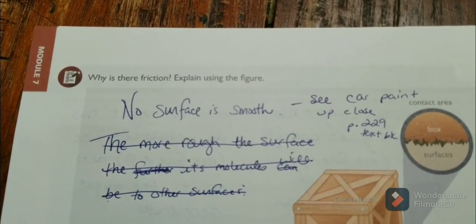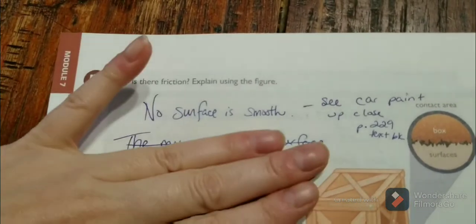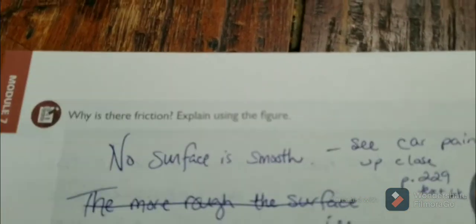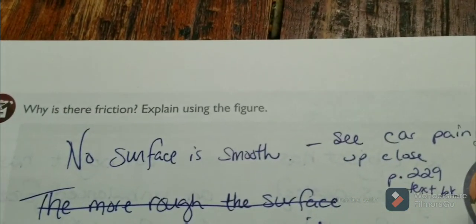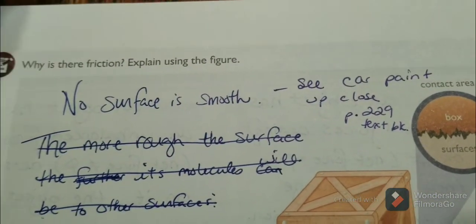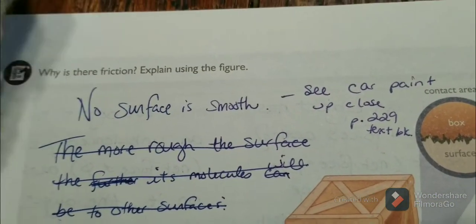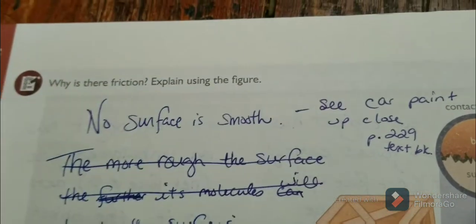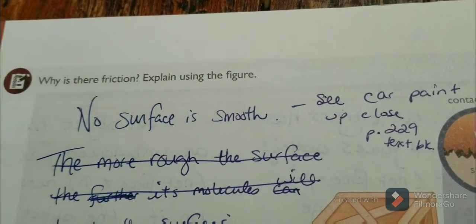All right, why is there friction? I have some boo-boos here, evidently, because no surface is smooth. And page 229, I was like, I don't have anything in the book to look at. Yes, I do. Let's look at this. This is a really cool picture. That's why I put it on here. All right. Sorry for the motion there.